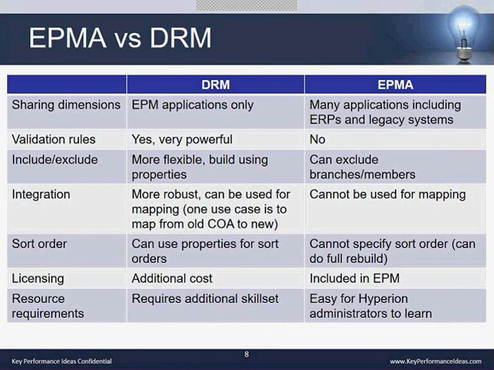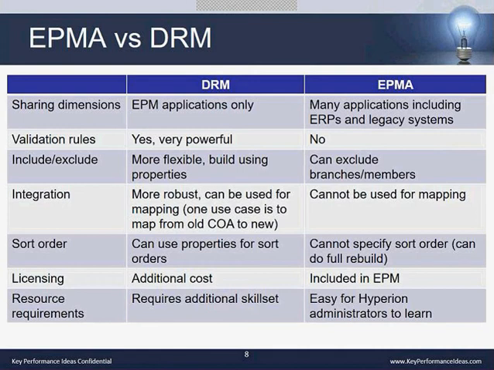The validation rules with DRM are very powerful. It allows you to make sure that certain properties are consistent across the members within your application, such as if all the children of a certain member need to be tagged in a planning application as an asset, it can make sure that that validation rule is not violated. There's no such sort of validation rules within EPMA, so there actually can be a lot of room for human error in EPMA.